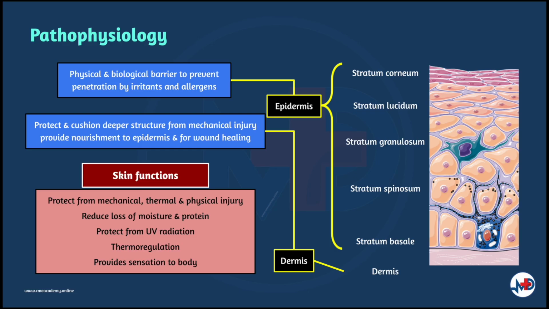Dermis is the inner layer of the skin. It is much thicker than the epidermis. Its function is to protect and cushion the deeper structures from mechanical injury, providing nourishment to the epidermis and for wound healing. Overall, the skin is essential for protection as it forms a protective barrier to protect us from mechanical, thermal, and other physical injuries, as well as harmful agents, excessive loss of moisture and protein, and harmful effects of UV radiation. The skin is also needed for thermoregulation by altering blood flow through the cutaneous vascular bed. And lastly, the skin is the organ that provides sensation to our body.